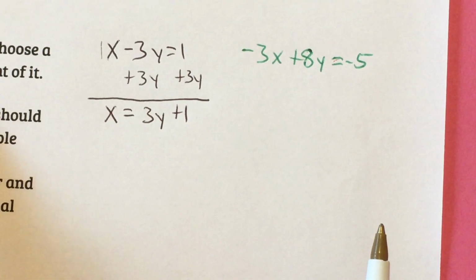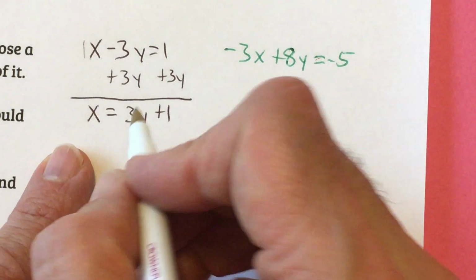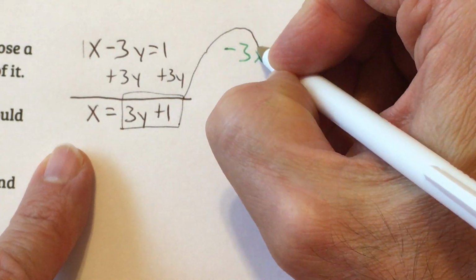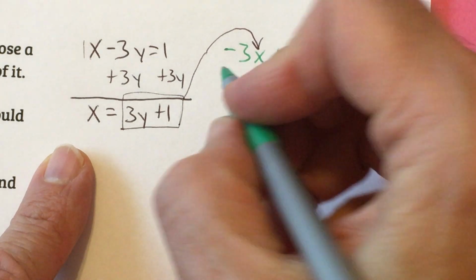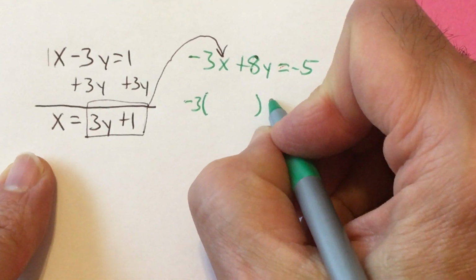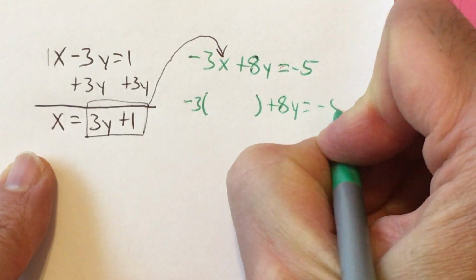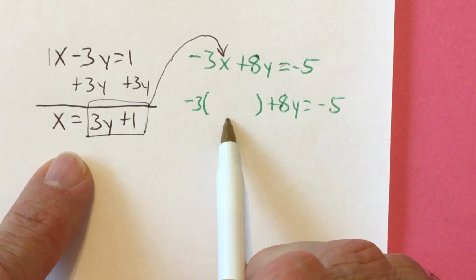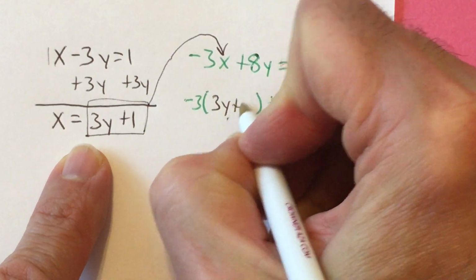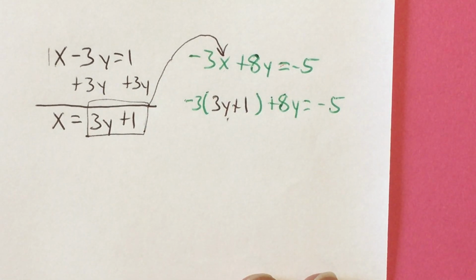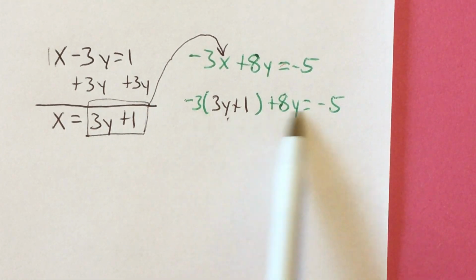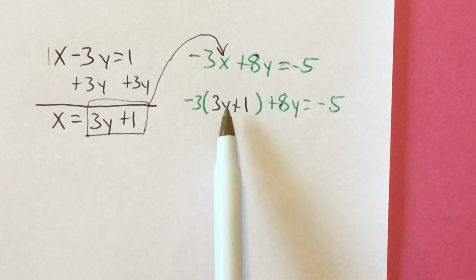Okay, choose a variable. We got one alone. Substitute what this equals. Well, x equals this. Substitute it into the other equation right here. So we say negative 3 parentheses, plus 8y equals negative 5. In the parentheses, I'm going to put what x equals: 3y plus 1. The directions say you should only have one variable: y. Okay, there's only y's here. There's no more x's. Solve for y.